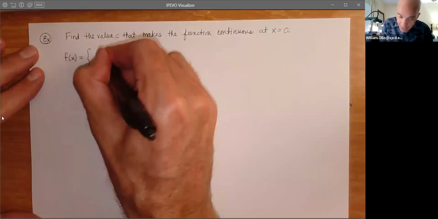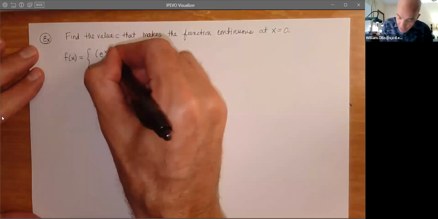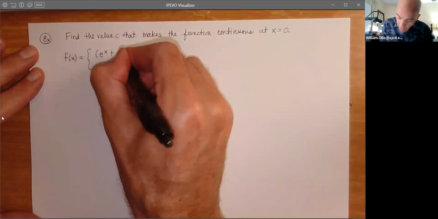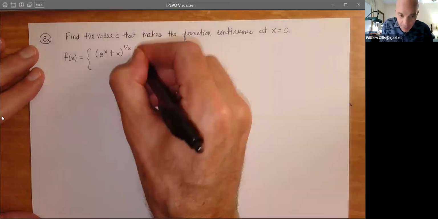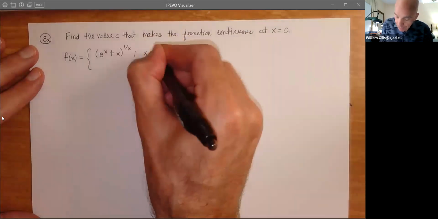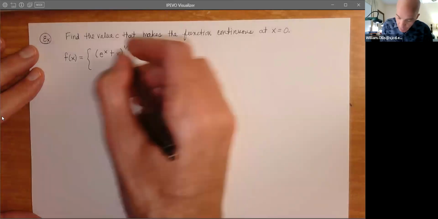So we have e to the x plus x to the 1 over x when x is non-zero. And then, of course, c when x equals 0.